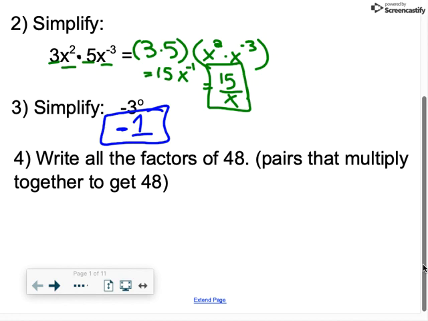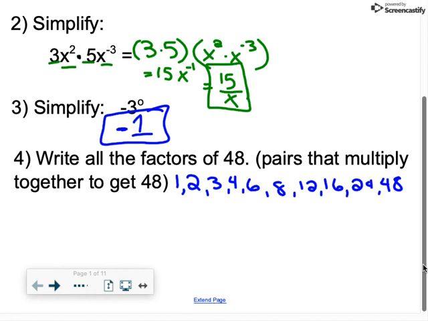And then the last one here, write all the factors of 48. So I'll start with 1. I know 1 and 48. We can go to 2 and 24. We can do 3 and 16. 4 and 12. And then 6 and 8. So those are all of our factors for 48.